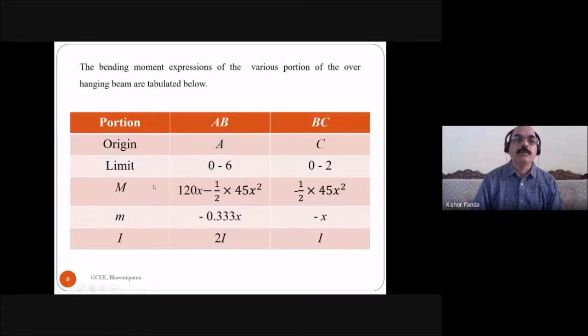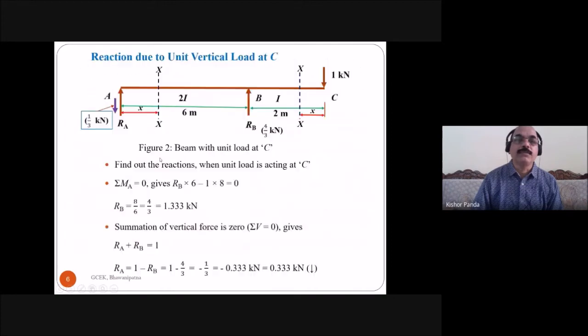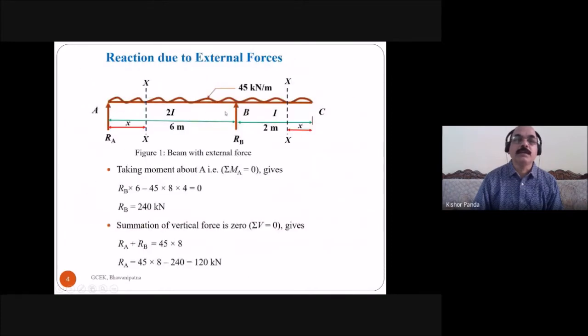Then you find out the bending moment expression of the various portions of the overhanging beam in a tabular form. So find out the bending moment expression of the entire structure, all the members, in a tabular form. So first take AB. This is the portion AB and this is the portion BC. For the AB portion, A is the origin, and for the BC portion, C is the origin.